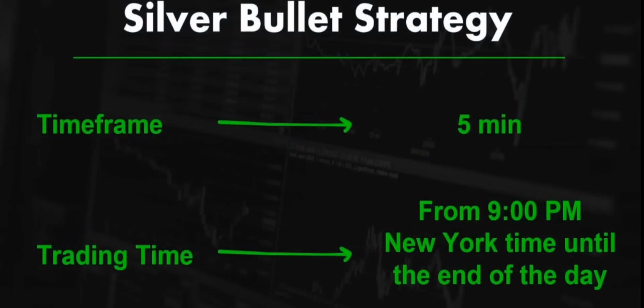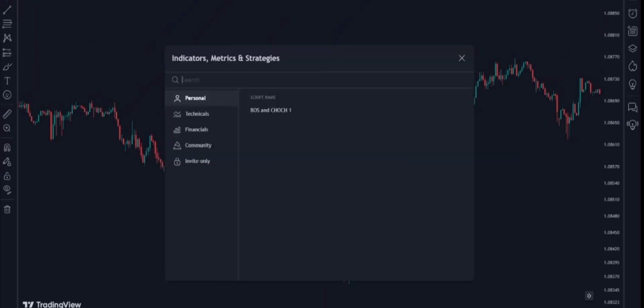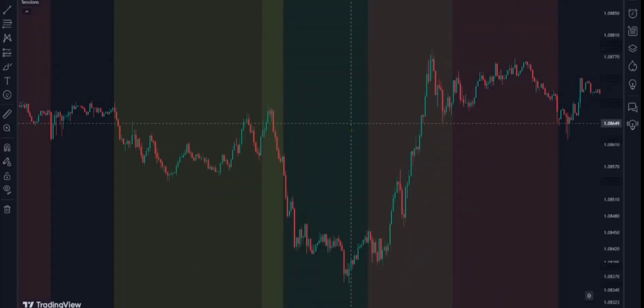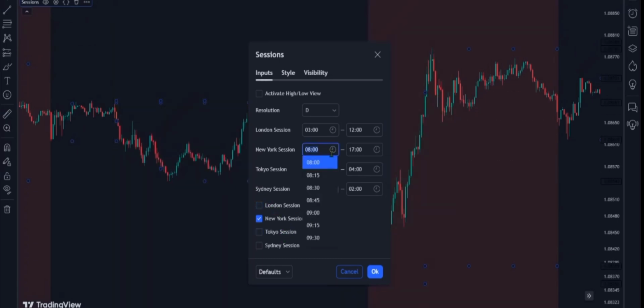Here is how we prepare our chart for analyzing the market structure in the Silver Bullet trading strategy. Open any chart on TradingView.com and set the time frame to 5 minutes. Select the Indicators tab and search for Sessions. Click on the indicator called Sessions on Chart, provided by Aurochs. This indicator shows all the sessions, so we need to make some adjustments. In the Settings tab, uncheck the Tokyo and London sessions and change the beginning of the New York session to 9:30.